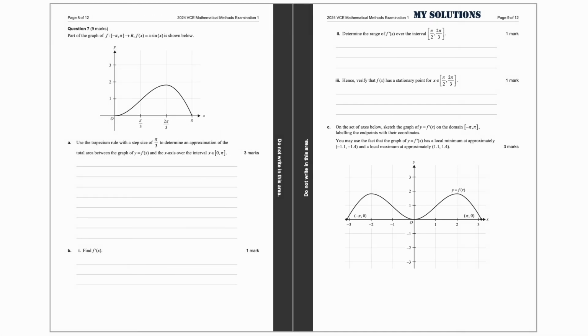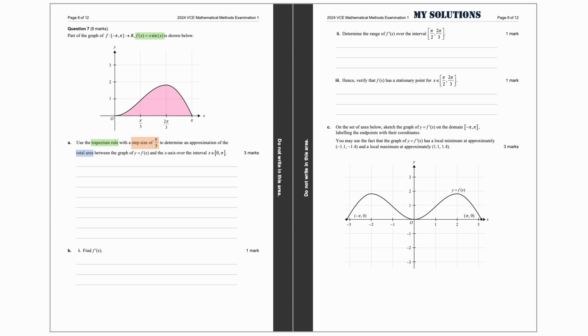Question 7. Part of the graph of f of x equals x sine x is shown below. Part A. Use the trapezium rule with a step size of pi on 3 to determine an approximation of the total area between the graph of y equals f of x and the x-axis over the interval 0 to pi.